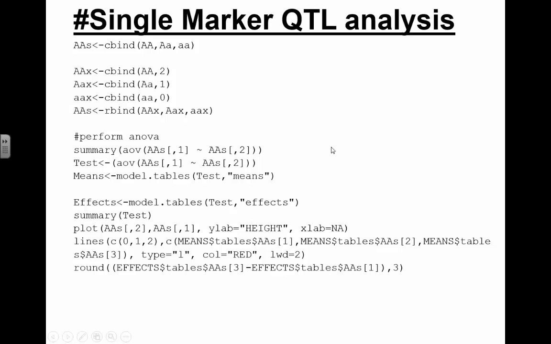So when you get down to this plot function, I've made this much more complicated than it needs to be. You can just plot AAS2 by AAS1 and then close parentheses. This just adds some labels and some decoration to the plot.